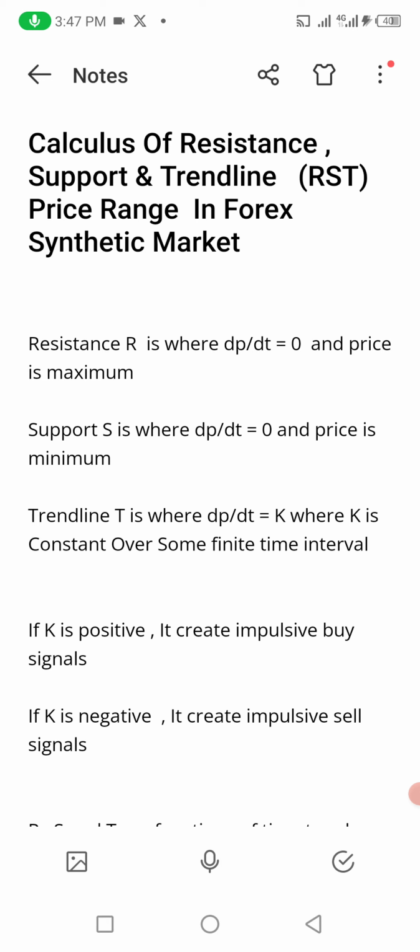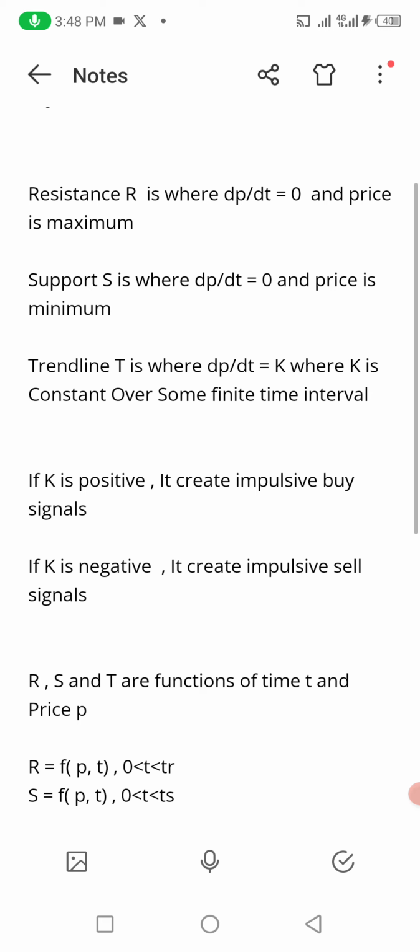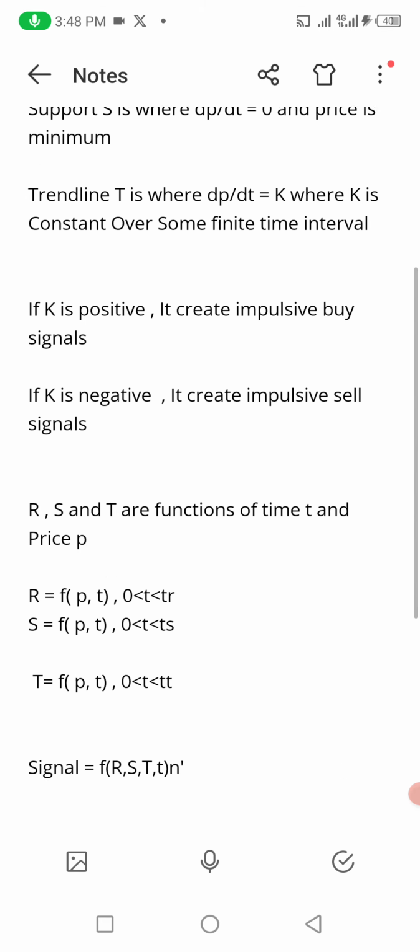Trend line T is where dP/dt, the rate of change of price, is K, where K is a constant over some finite time interval. If K is positive, it creates impulsive buy signals, and if K is negative, it creates impulsive sell signals.